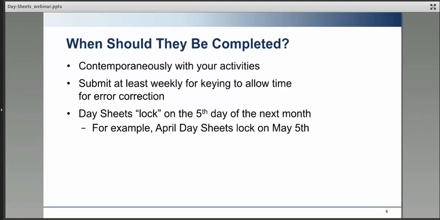Now, when should they be completed? Here's a hint. It's in the name, day sheets. We would like to have day sheets completed contemporaneously, and that's your SAT word for the day. Contemporaneously is at the same time. In a perfect world, which I recognize we don't live in, we would hope that workers would be filling out their day sheets as they go.